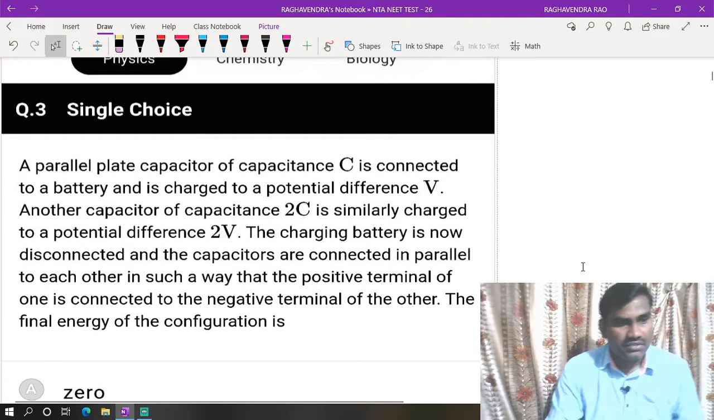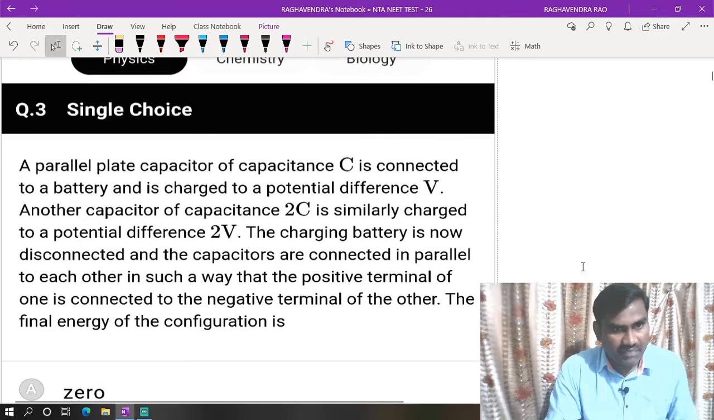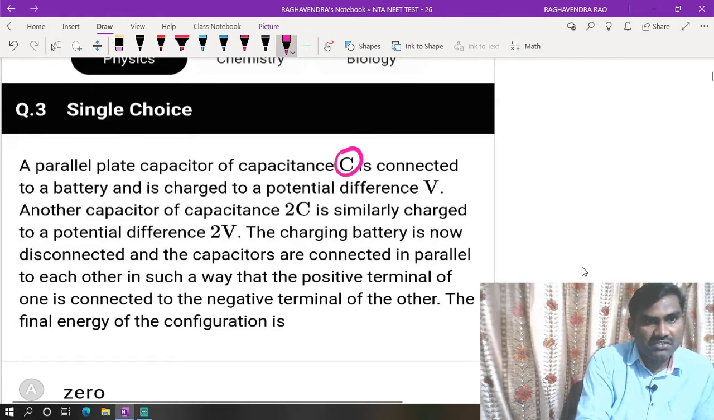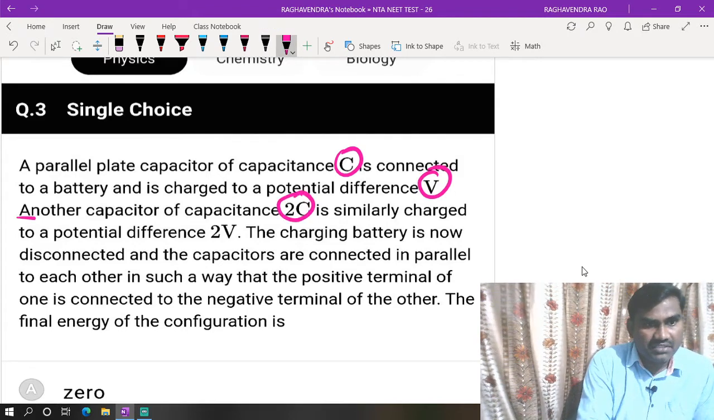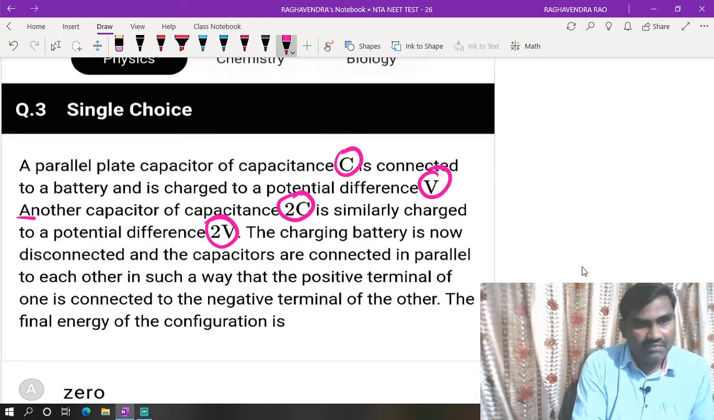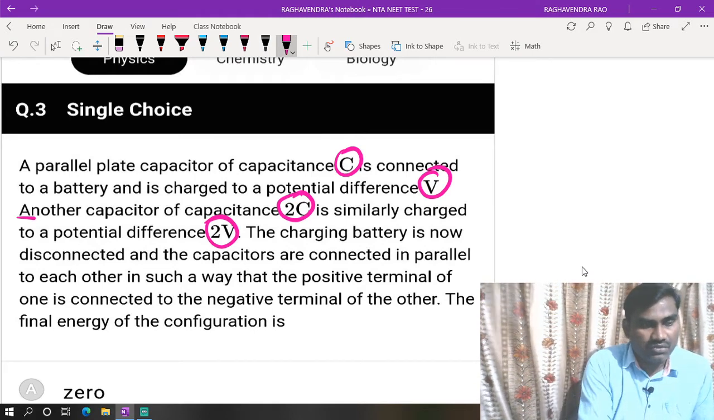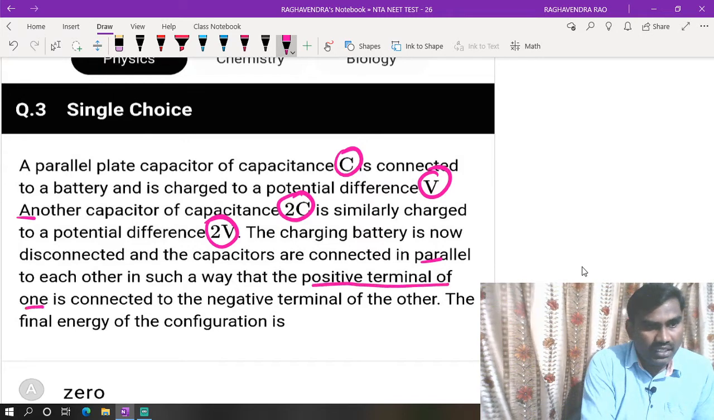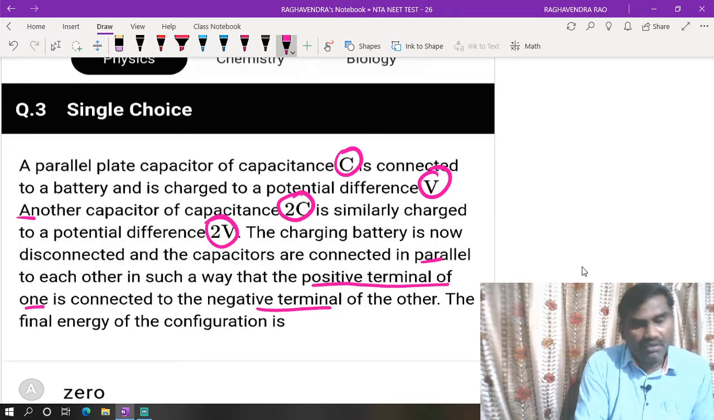Question number 3. A parallel plate capacitor of capacitance C is connected to a battery and is charged to a potential difference V. Now capacitance C, potential difference V. Another capacitor of capacitance 2C is charged to potential 2V. The charging battery is now disconnected and the capacitors are connected in parallel in such a way that the positive terminal of one is connected to the negative terminal of the other.